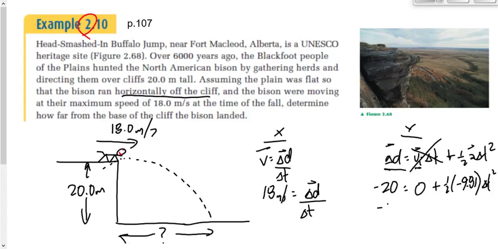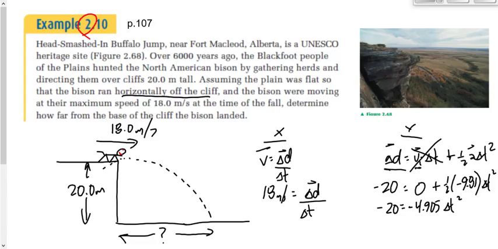I get negative 20 equals 1/2 times negative 9.81, which is negative 4.905. And you could do that on your calculator. Get rid of what's not attached. Well, there's nothing not attached. Get rid of what is attached. 4.905. How do you take it over to the other side? Demi, how do you do that?